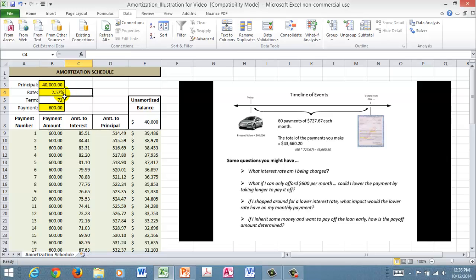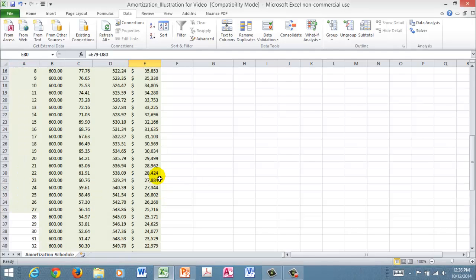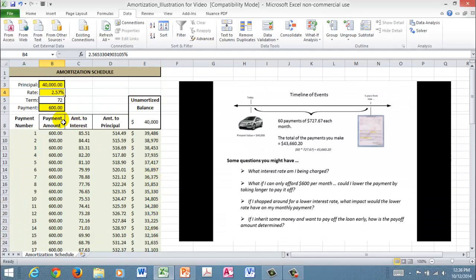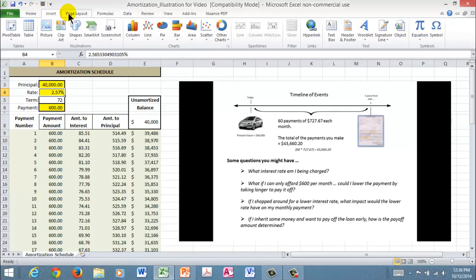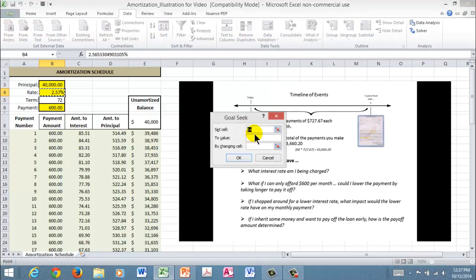Obviously I had to have a better rate, because in order to fully amortize this at 72 months, I needed a lesser rate. So I'd have to shop around in order to get that payment down to $600. I'd have to find a lender that's willing to charge me only 2.57%. Now to review, that was under the data tab. Look at your tabs up here. Under the data tab, under the what-if analysis, we used goal seek, and we got this dialog box.